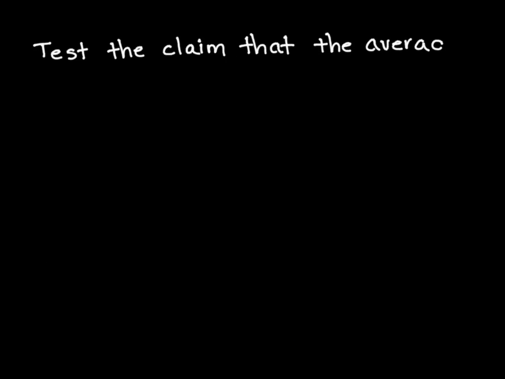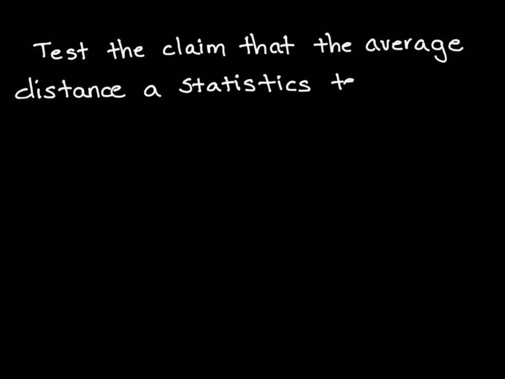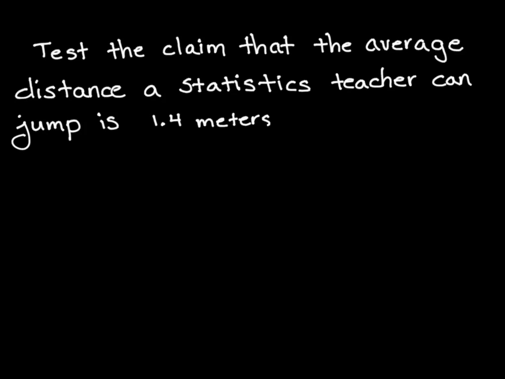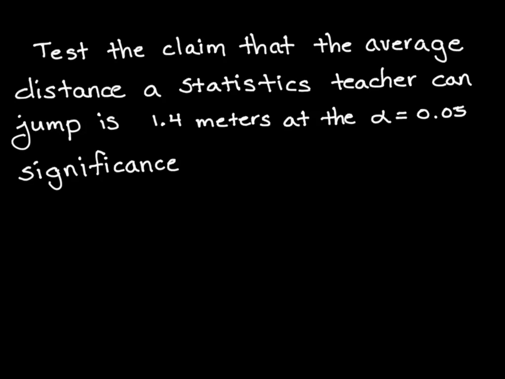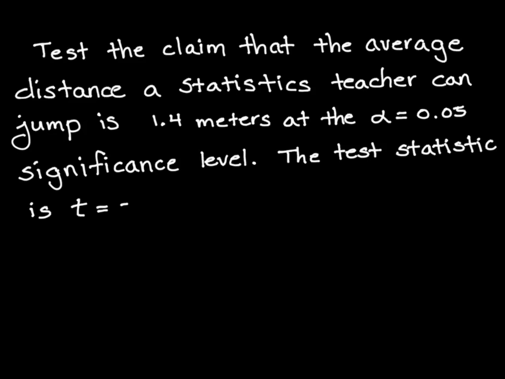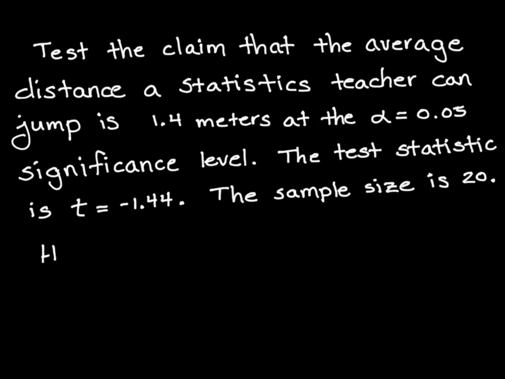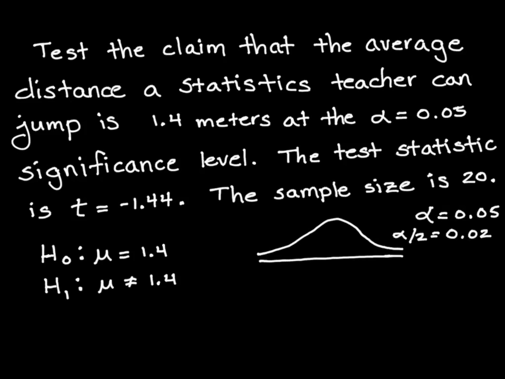Let's take a look at another problem. Here I want to test the claim that the average distance a statistics teacher can jump is 1.4 meters, again, at the alpha equals 0.05 significance level. And in this case, your test statistic is t equals negative 1.44. That means we were using the t distribution in this particular case, and that's why I need to know the sample size, which is 20. So again, I have my null and alternative hypotheses, and now I draw my t distribution. Looks pretty much just like the normal distribution.